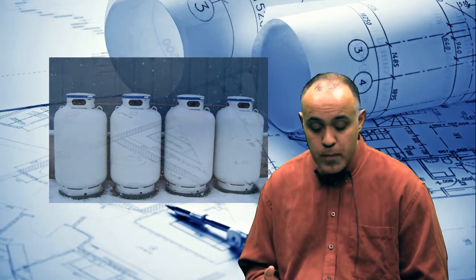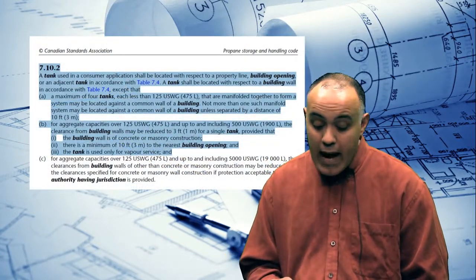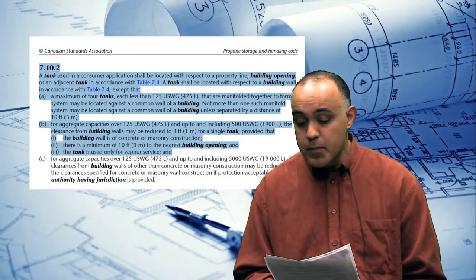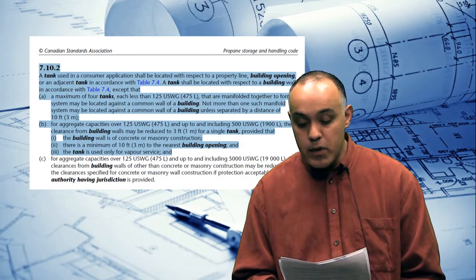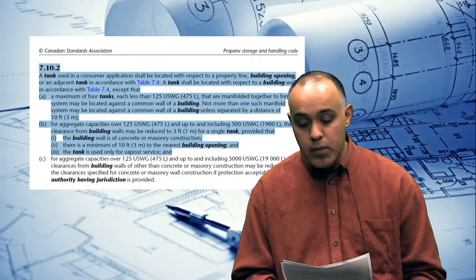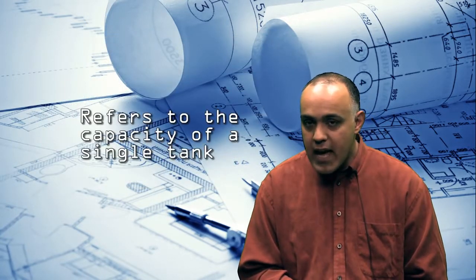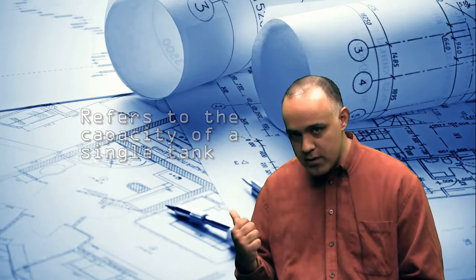There's been some confusion about Part B of 7.10.2, where it states, for aggregate capacities over 125 US water gallons and up to and including 500 US water gallons, the clearance from building walls may be reduced to 3 feet for a single tank, provided that, and so on and so forth. The word aggregate in that statement refers to the aggregate capacity of a single tank, not the manifolded system.